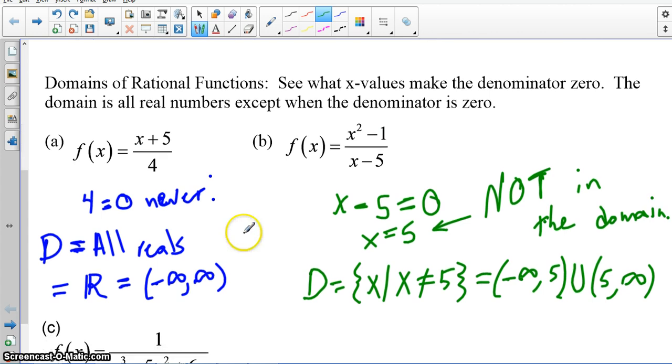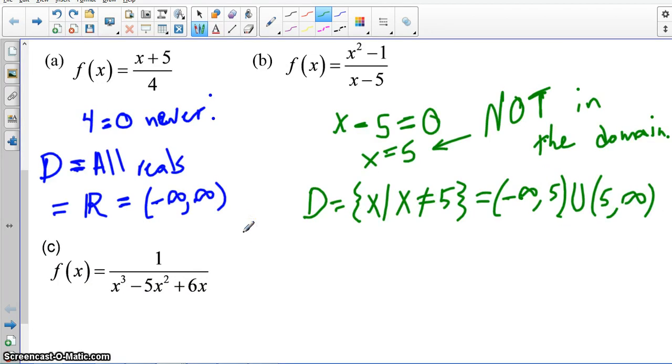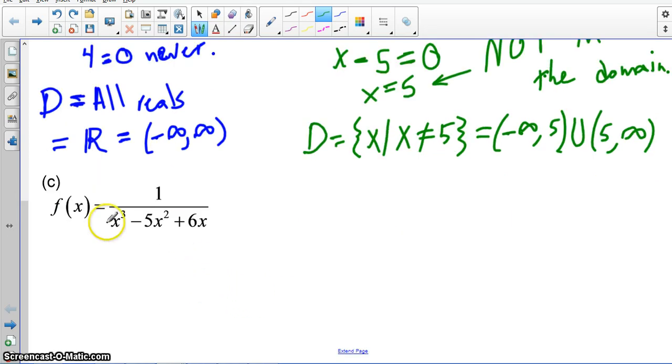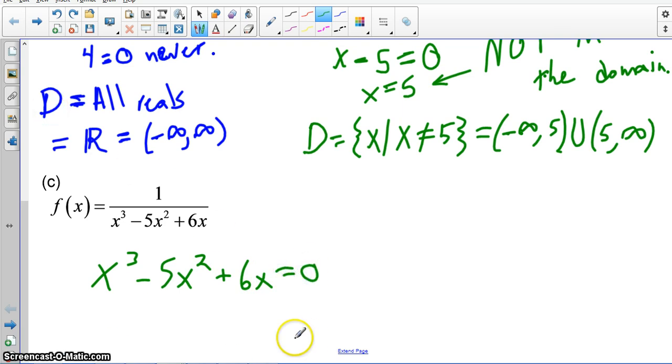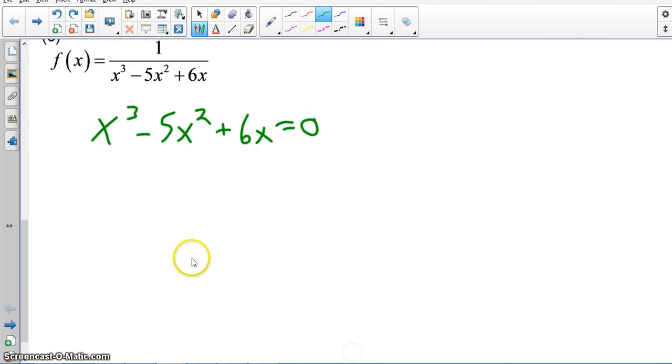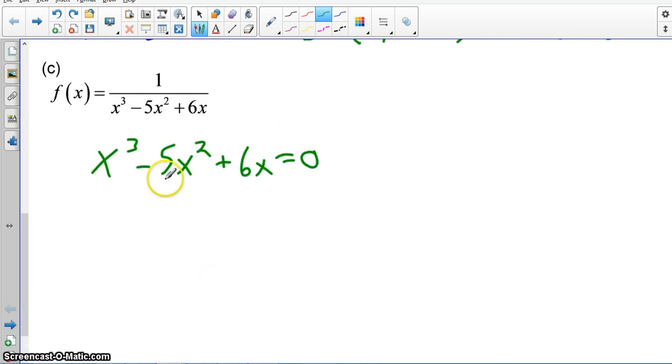Last but definitely not least, the tough one. In fact, I might just save writing the interval notation. This one will be a pain in the butt with interval notation. Set the bottom equal to 0 and solve. So x cubed minus 5x squared plus 6x equals 0. And then, oh no, this looks like a factoring problem to me. Looks like something you guys should be experts at, maybe, from last week at least. So we solve this by factoring. We look for a GCF first.